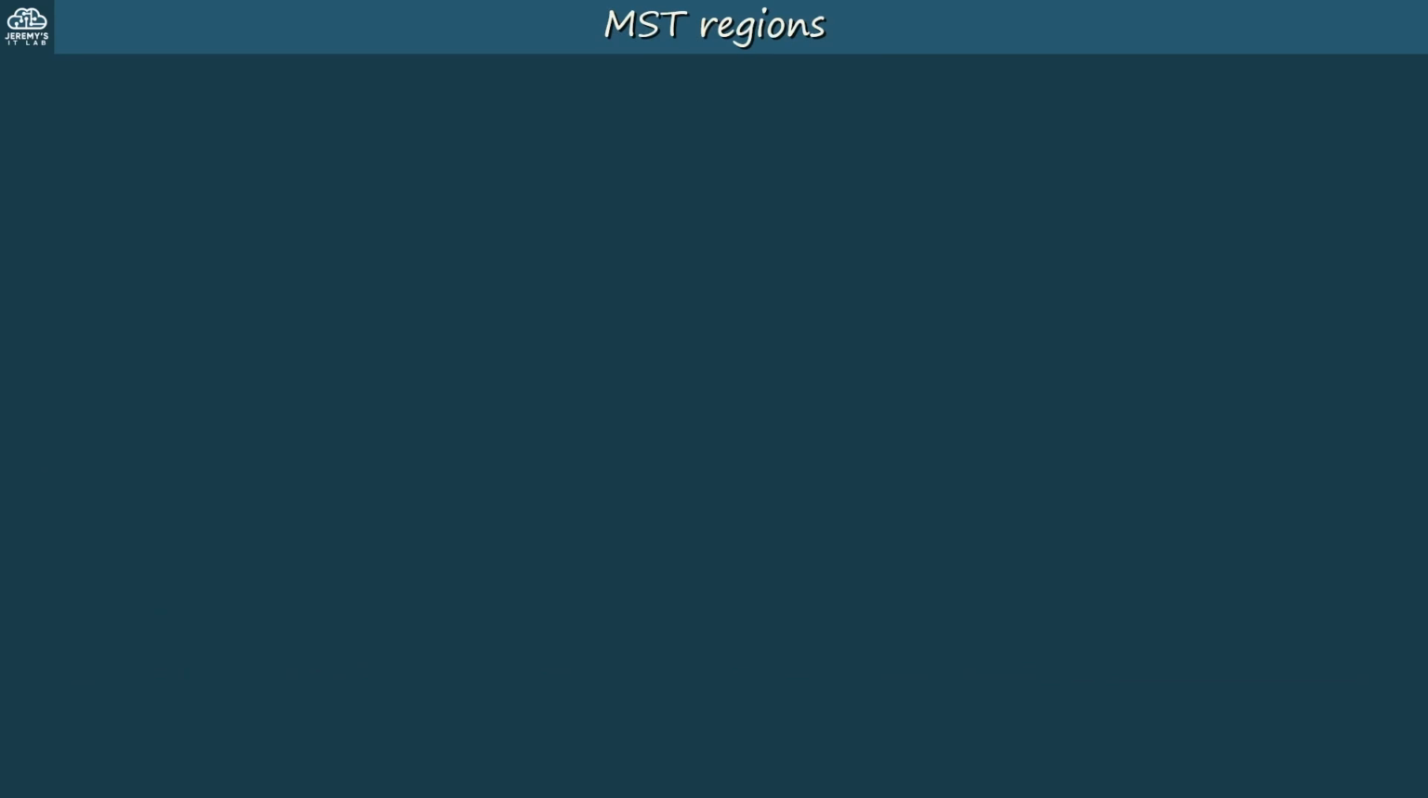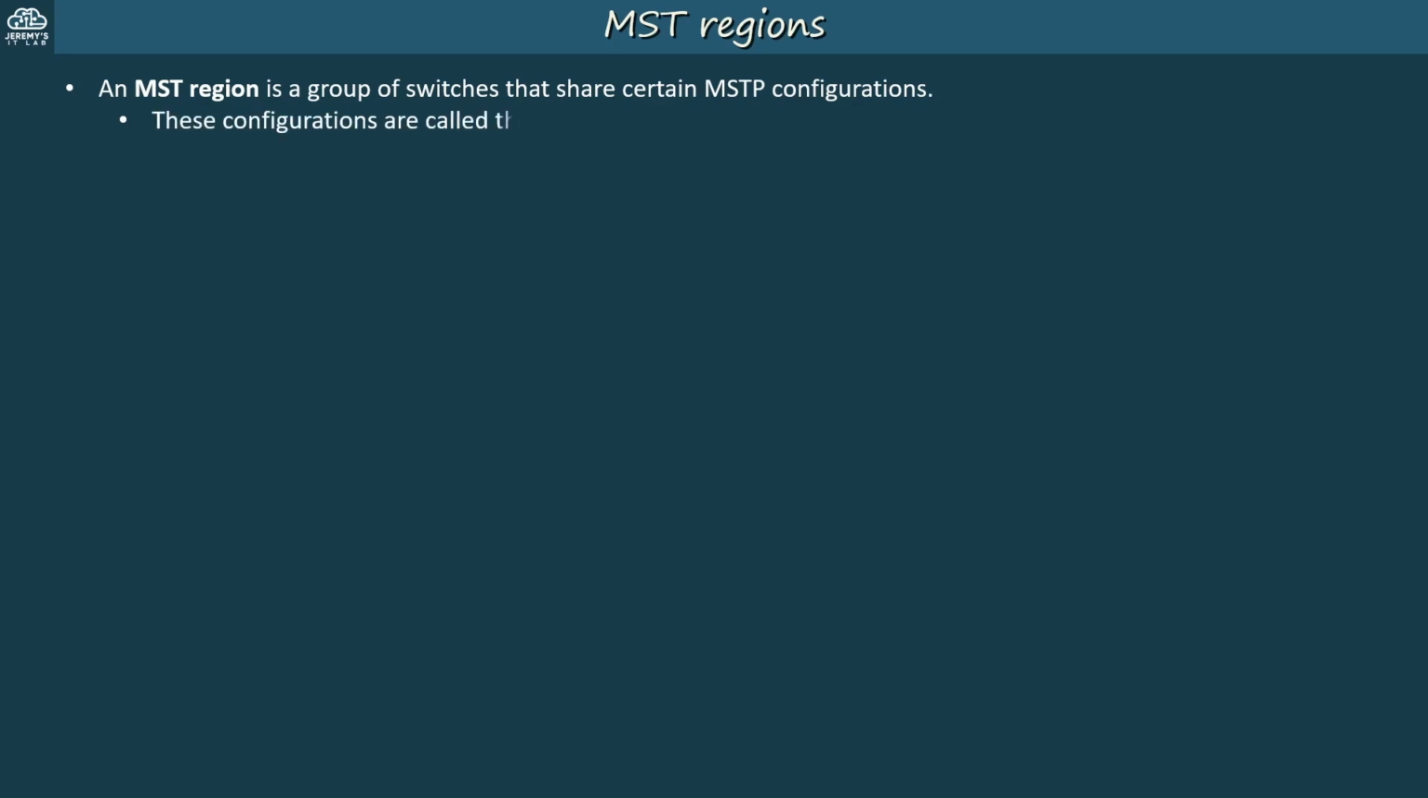First, let's look at MST regions. An MST region is a group of switches that share certain MSTP configurations. These configurations are called the MCID, MST Configuration Identifier. So, what is contained in the MCID? Well, it consists of 4 parts.